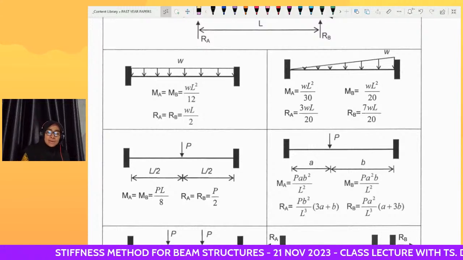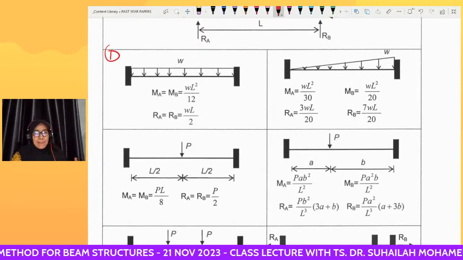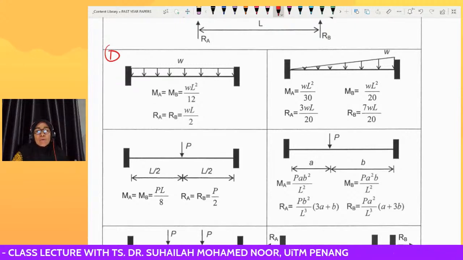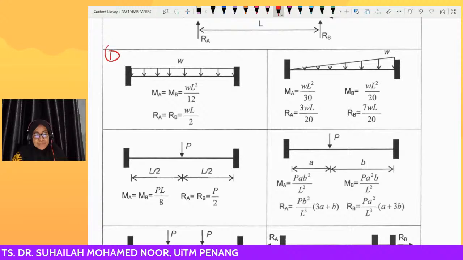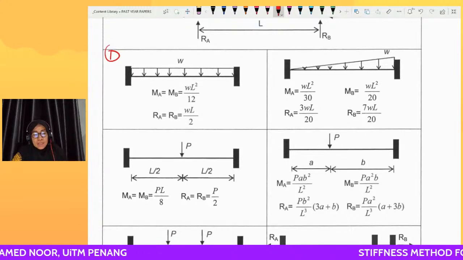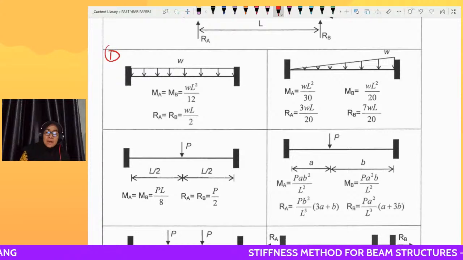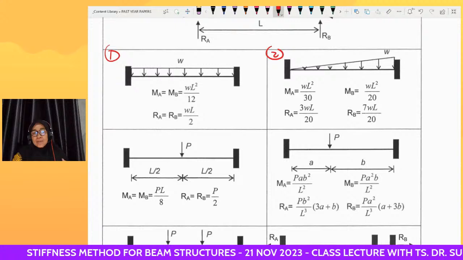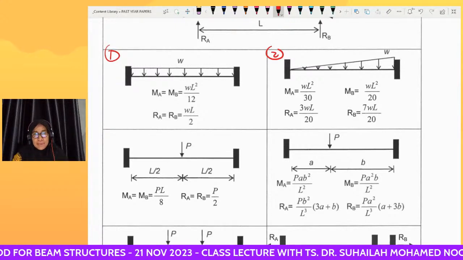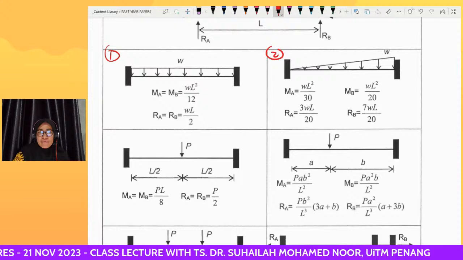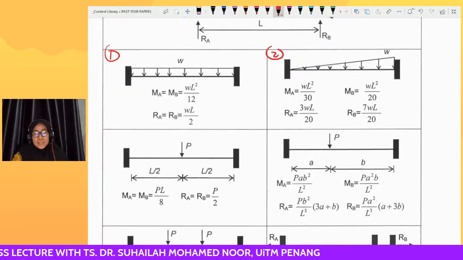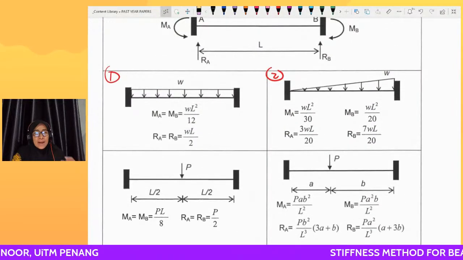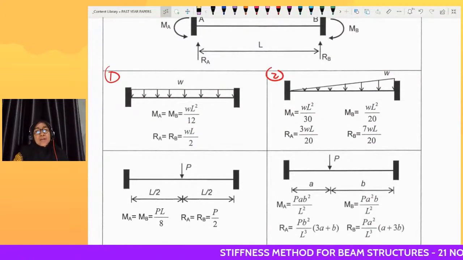Let's look at number one. This member is subjected to UDL along the member, on top of the member. And number two, the triangular load, is subjected on the member as well, from point A to point B. That is why just now I said we do not set equally.